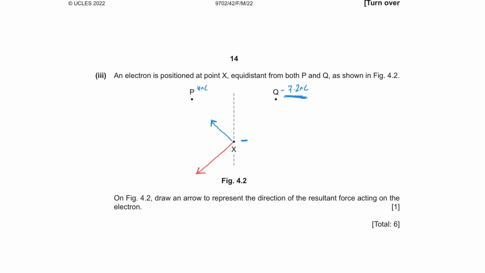Now because the minus 7.2 nanocoulomb would apply a repulsive force that's greater in magnitude than the 4 nanocoulomb attractive force, the resultant would be closer to the red arrow that we've drawn here. So somewhere along this line, this is where the resultant force would act. Let's erase the other two arrows. Here we go.